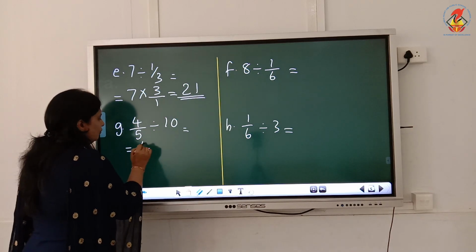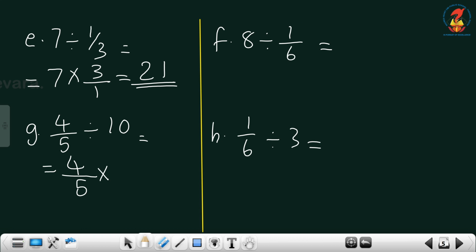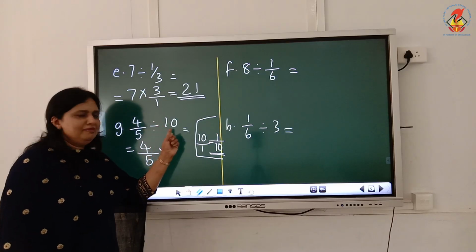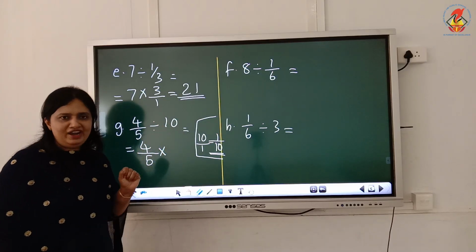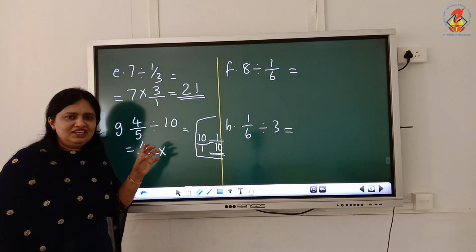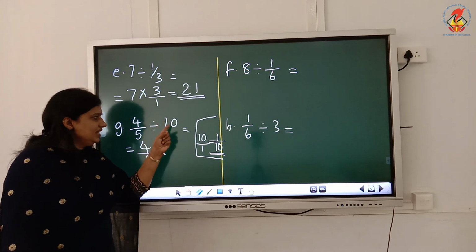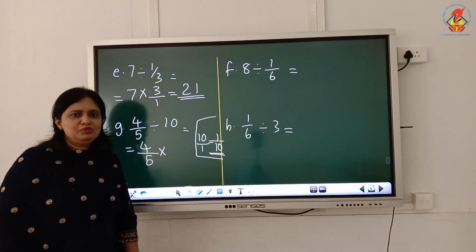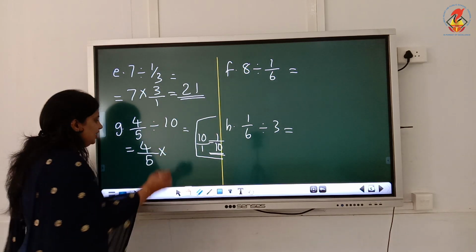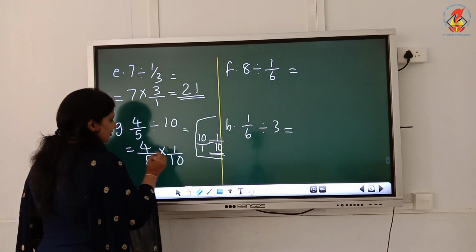Here also 4 by 5 divided by 10. The reciprocal of 10 is what? I have told you, right? 10 by 1 is this and 1 by 10 is the reciprocal of 10. Is it clear? How can we make the whole number into a fraction? 10 divided by 1. Simply divide by 1. You will get it as a fraction, right? And 10 by 1 is a fraction. The reciprocal is what? 1 by 10. And I need to multiply by 1 by 10.